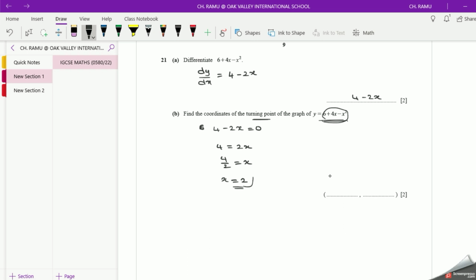Now substitute x is equal to 2 in the given graph. y is equal to 6 plus 4x minus x square. y is equal to 6 plus 4 twos are 8, minus x square means 4. So y is equal to 6 plus 8 is 14, 14 minus 4 is equal to 10. So the turning point is (2, 10).